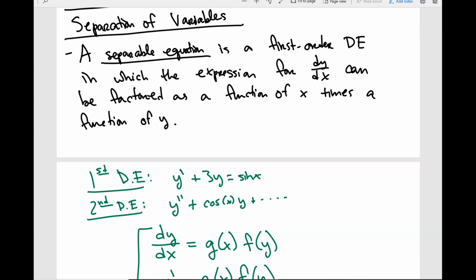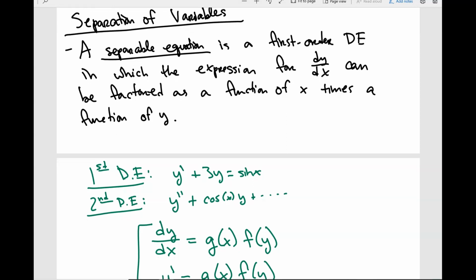In the previous video, we talked about separation of variables and what exactly they were. And in this video, we're going to do a couple of examples using the separation of variables.